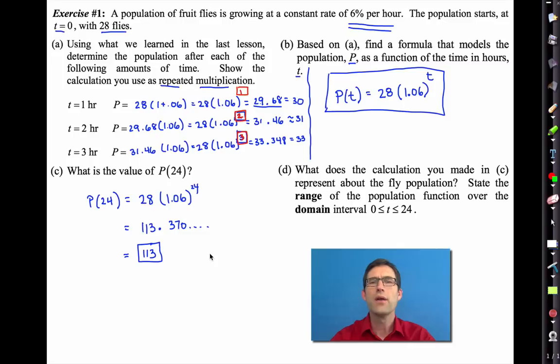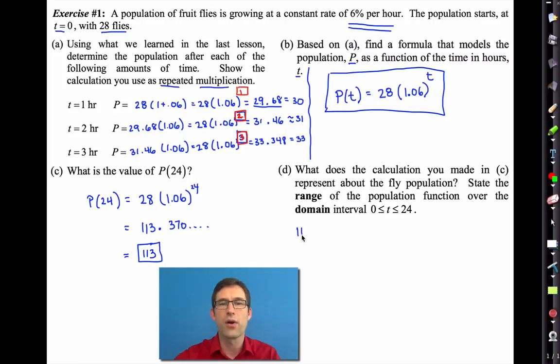Now, letter D, very, very important. What does the calculation you made in C represent about the fly population? Then it asks us to state the range of the population function over the domain interval 0 to 24. All right, simple enough. So that P of 24 represents the fact that there are 113 flies at the end of one day. Now, why do I say one day? Well, remember, t represented the number of hours. So P of 24 is 24 hours.